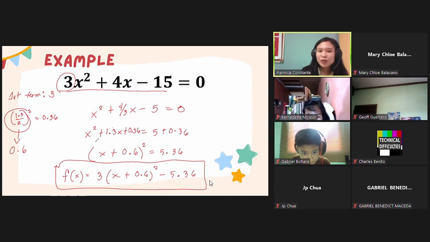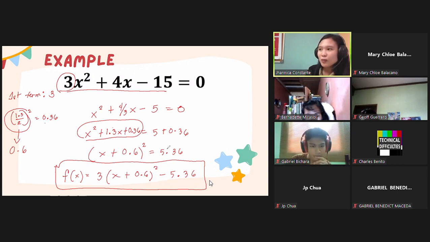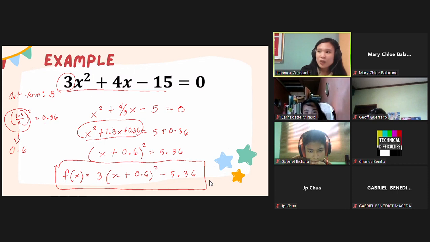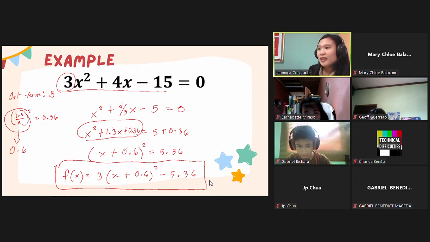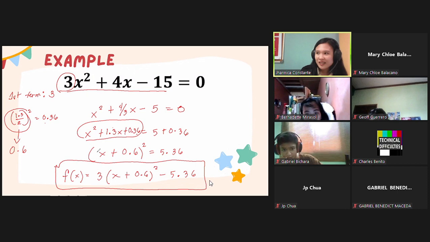And that's a factor already of this equation, since we just squared the half of your middle term. Because 0.6 squared is equal to 0.36. That is the one that we add to both sides. So when you're factoring this polynomial, factor of 0.36 is 0.6. 0.6 times 0.6 is equal to 0.36. Okay na?